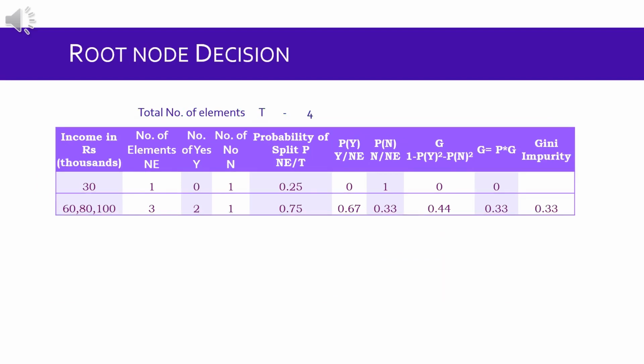We have chosen the first split in the income attribute as the best value for the split. Group 1 has one element, 30, and group 2 has three elements: 60, 80 and 100. The split point is the average of the last element in the first group and the first element in the second group.